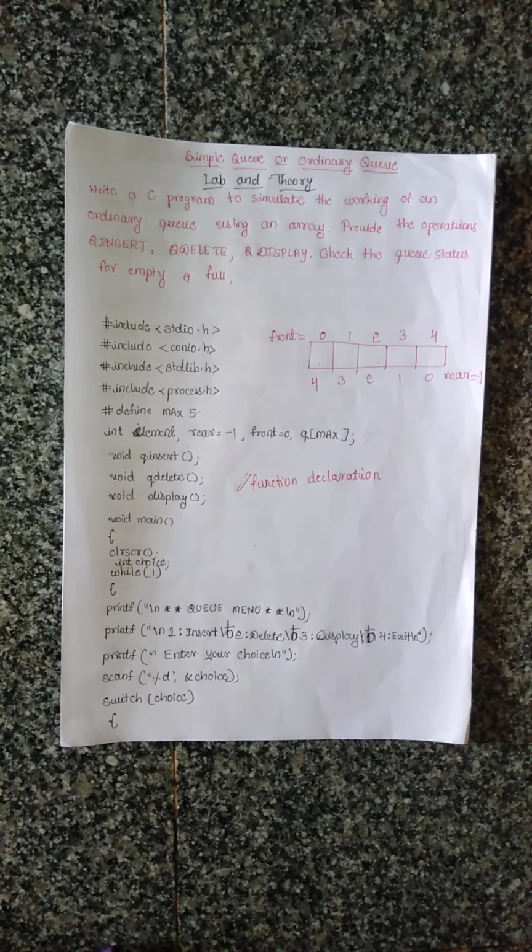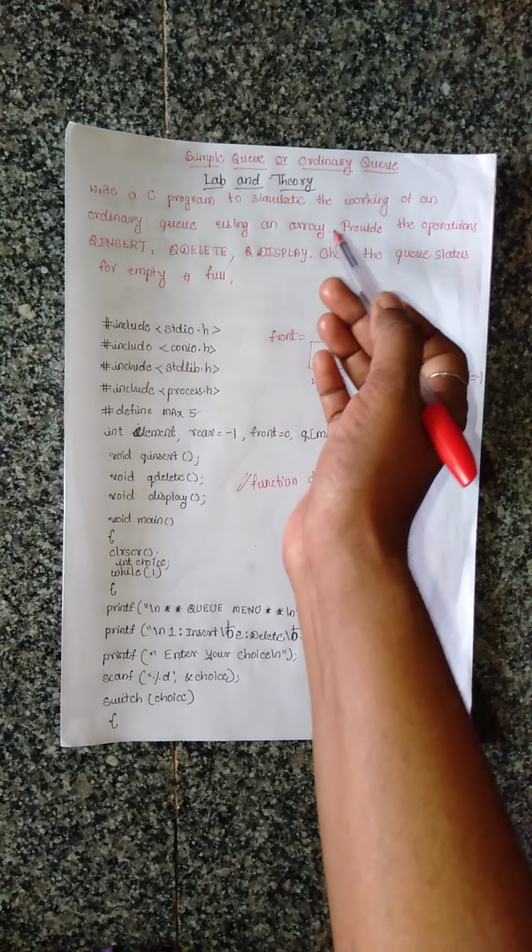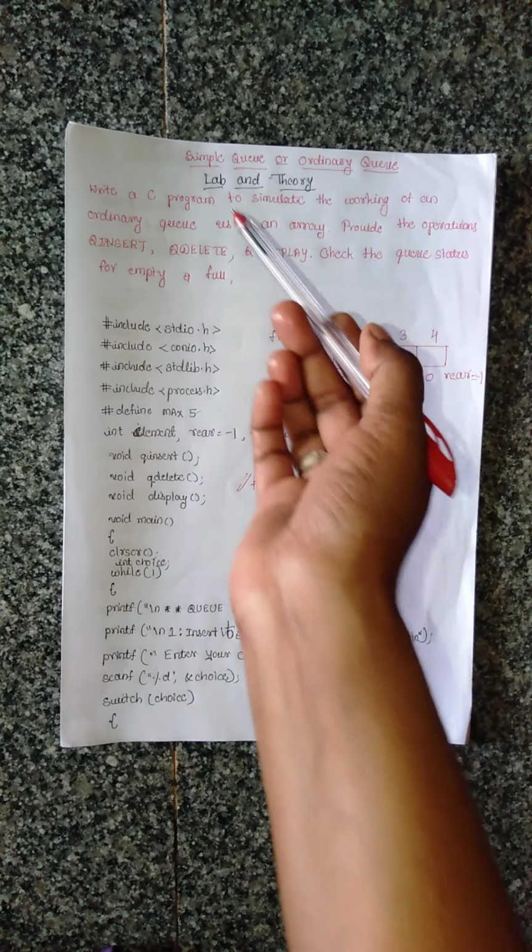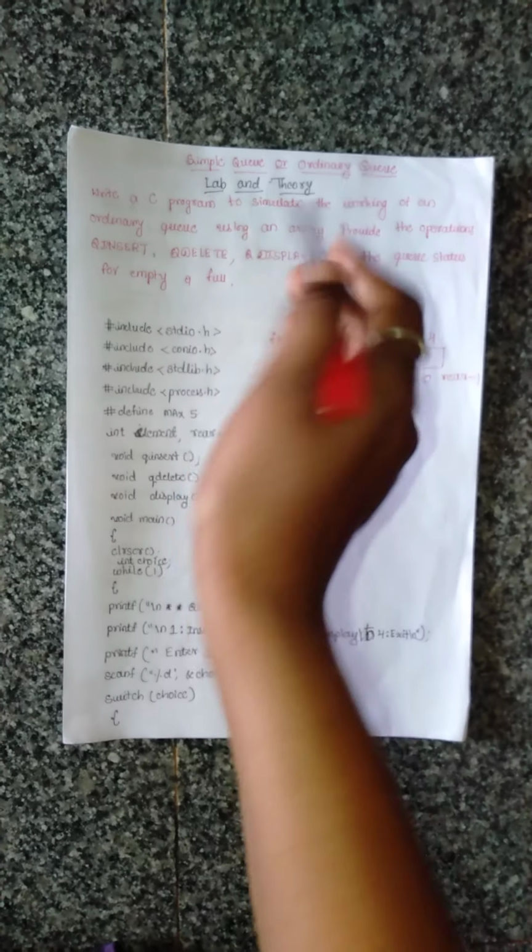Hi students, in the last sessions we discussed the queue data structure: what exactly a queue data structure is, why you need it, and what the types of queue data structure are. In this session we are discussing the first type of queue, that is the simple queue, or ordinary queue. This queue is very simple.